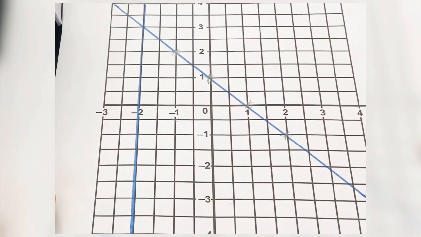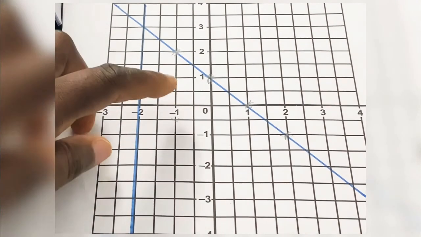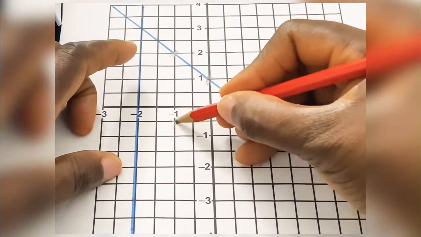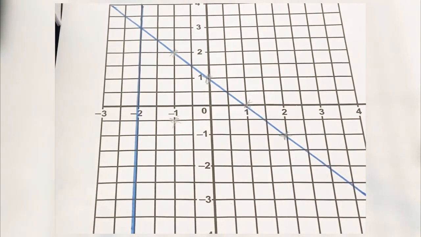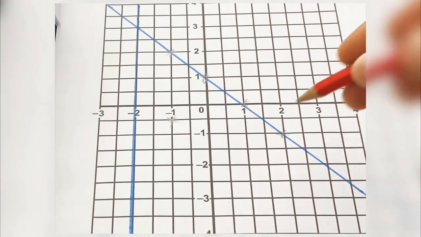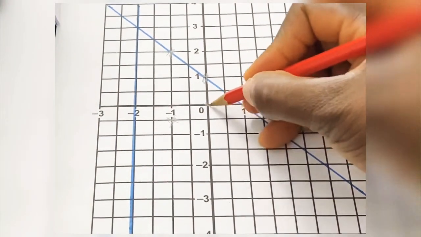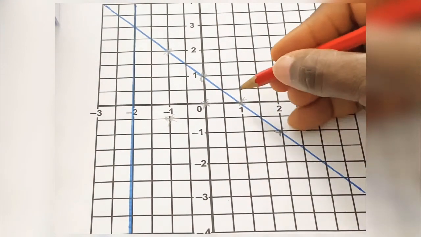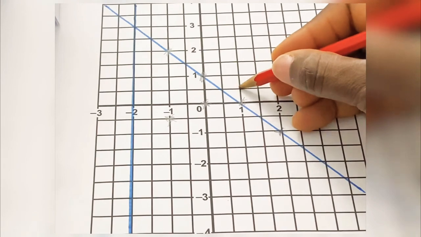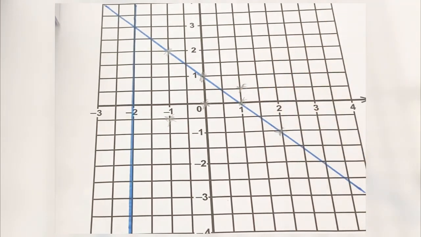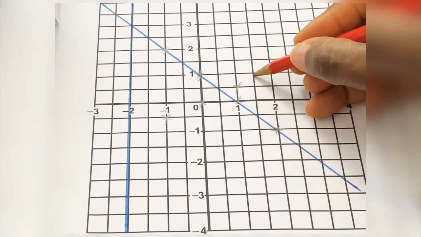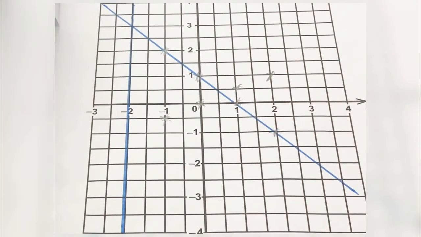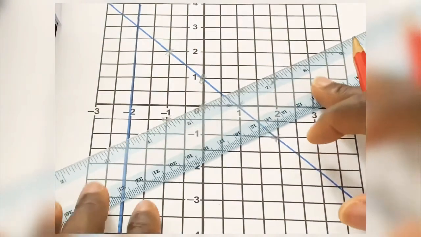So when x is equal to -1, y is equal to -1 over 2. So that's that point right there. When x is equal to 0, y is equal to 0. When x is equal to 1, y is equal to 1 over 2. When x is equal to 2, y is equal to 1. So there you can see that line right there. I'm just going to join that up with my ruler.